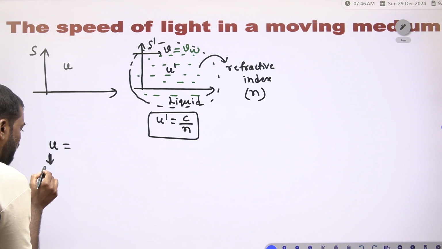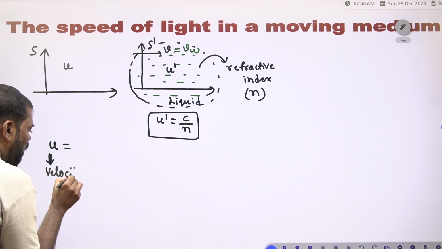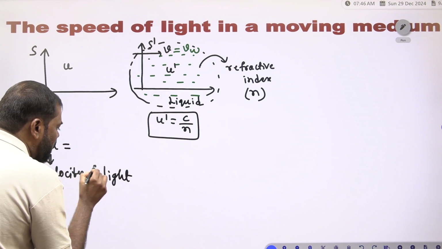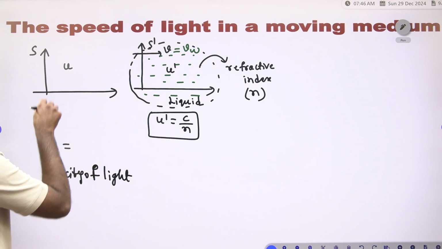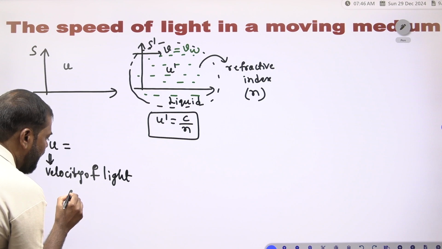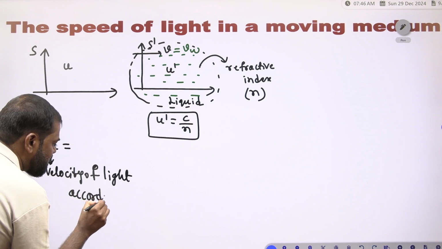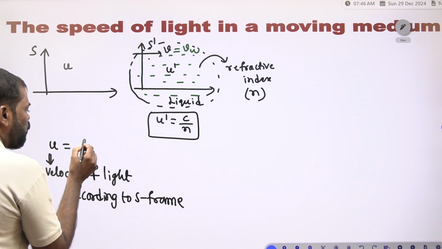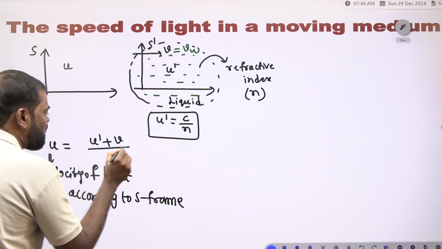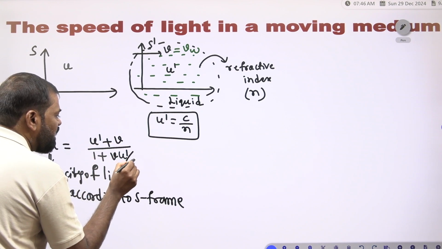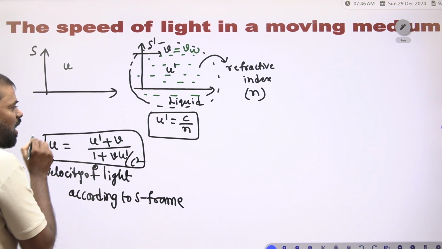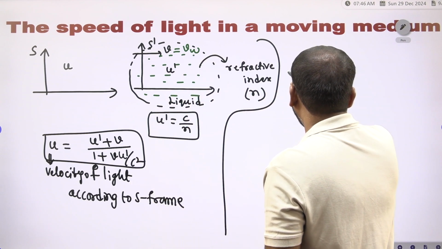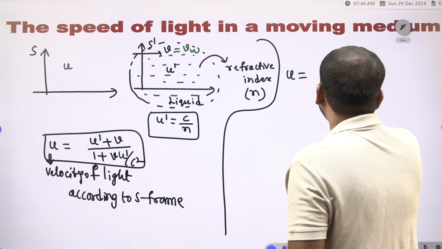Velocity of light, or whatever it may be, the velocity of light according to the S frame. How do we write it? U is equal to (u dash plus v) divided by (1 plus v u dash divided by c square). This is the formula. So from this formula you have to substitute. How do you substitute? Once you see, u dash is equal to c by n.